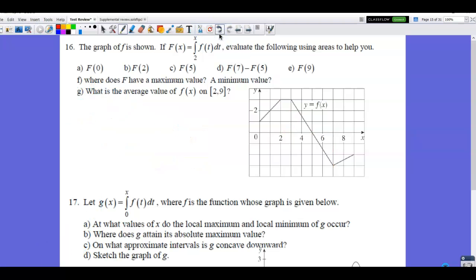All right, clear? F of 9, we were at F of 7. No, that was not F of 7. F of 7 was 3. Is that right? Yeah. F of 7 we just calculated to be 3. And so now we're going from 7 to 9, which is a trapezoid.